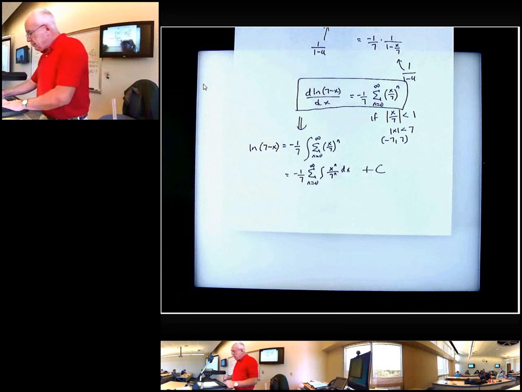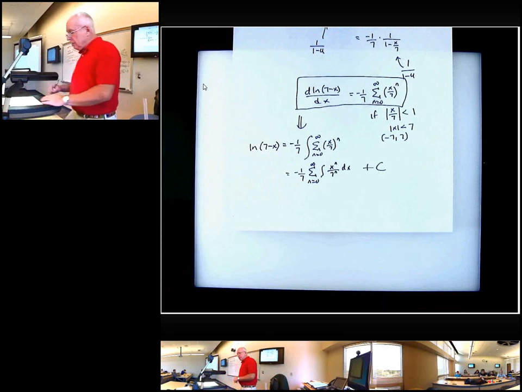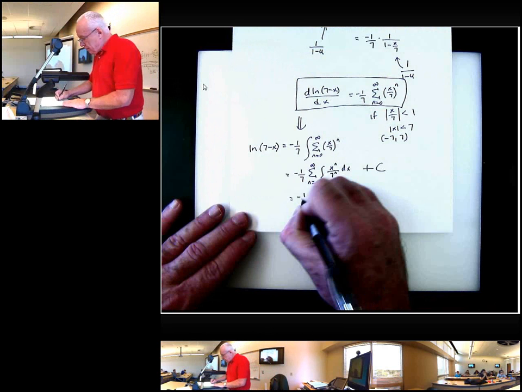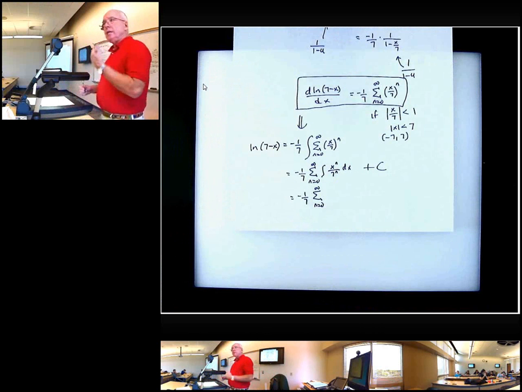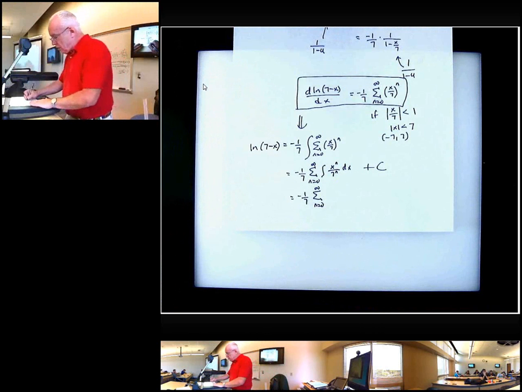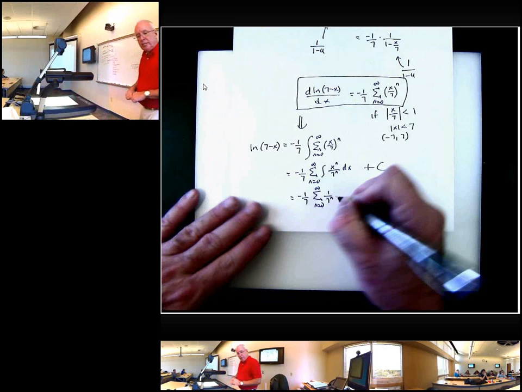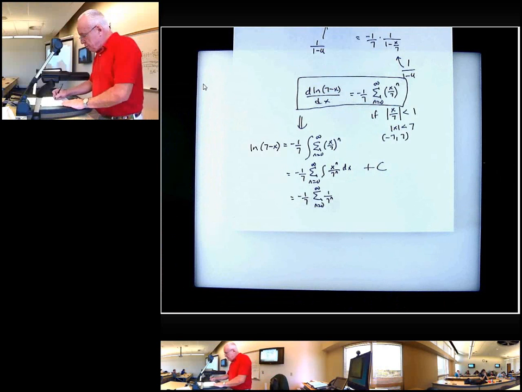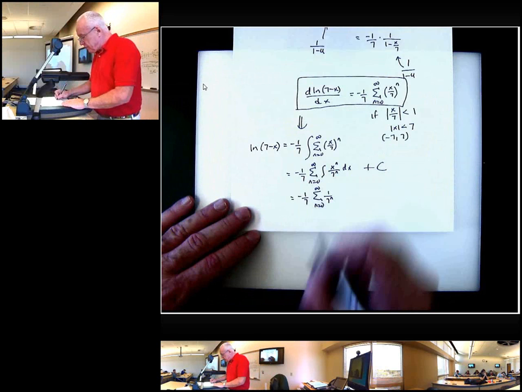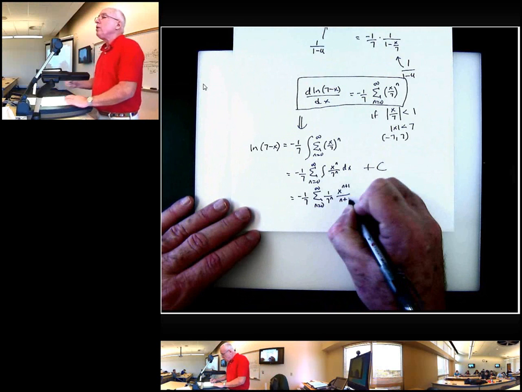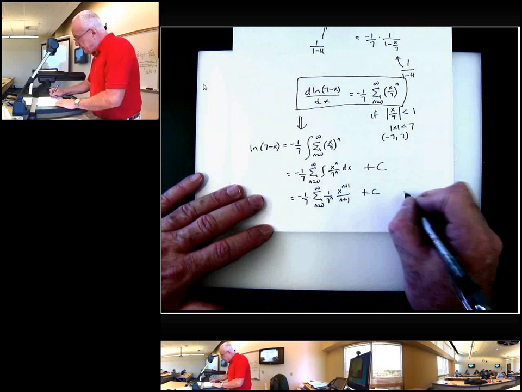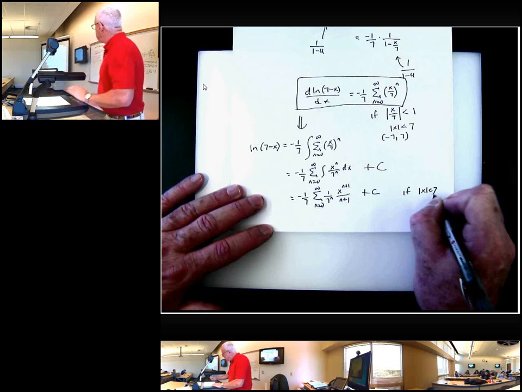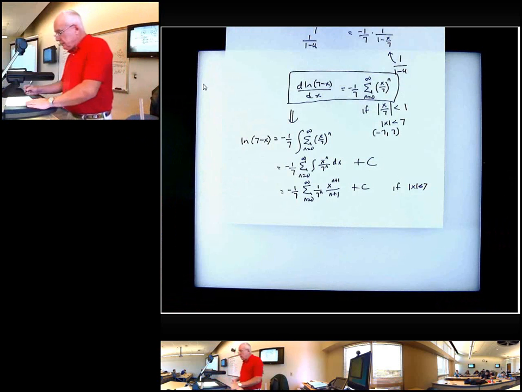All right, so this is then an easy antiderivative to get after we broke it apart. So I have minus 1 over 7, summation n equals 0 to infinity. Okay, the 1 over 7 to the n is a constant. We don't mess with it, so I just rewrite it, 1 over 7 to the n. And then I do my antiderivative of x to the n, which is x to the n plus 1 over n plus 1, plus the c. So here we have it, and this, of course, is if the absolute value of x is less than 7. All right, so this is our power series.